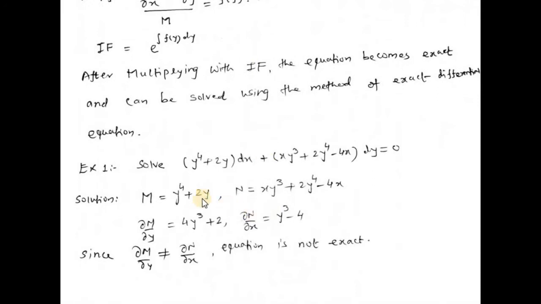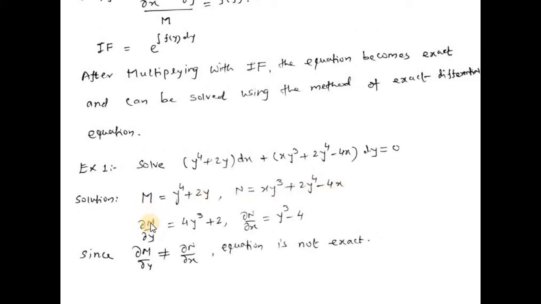First example, solve the differential equation (y^4 + 2y) dx + (xy^3 + 2y^4 − 4x) dy = 0. So here, first of all, we will compare the given differential equation with M dx + N dy = 0. So M will be y^4 + 2y and N will be xy^3 + 2y^4 − 4x.